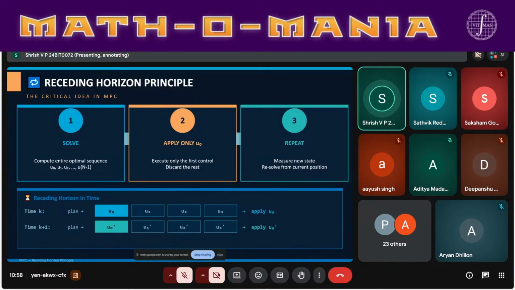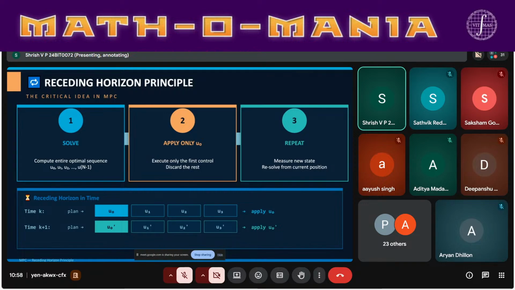This process is repeated again and again. After applying u0, the system moves forward. Now it measures the new actual state, then it solves the entire optimization problem again from this updated position. So the process becomes measure, predict, optimize, and finally act. And these processes keep on repeating again and again.